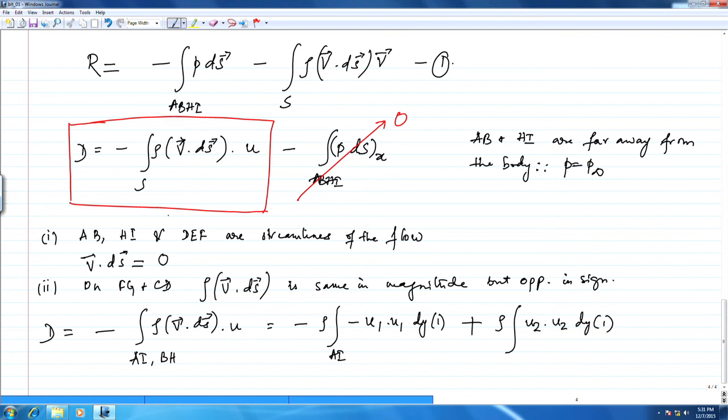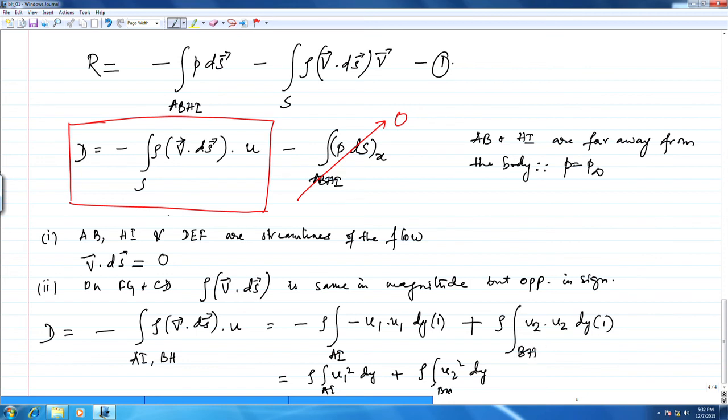So basically what I get here is that this will come down to rho U1 square dy, this is over AI, right, plus rho U2 square dy, and this is over BH.